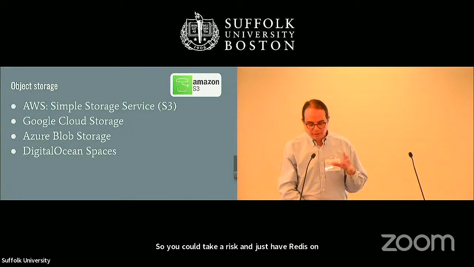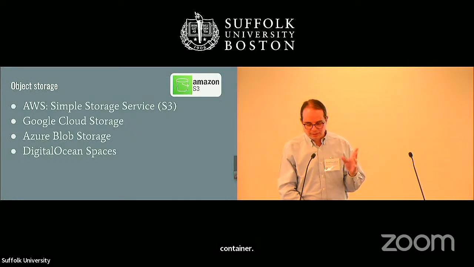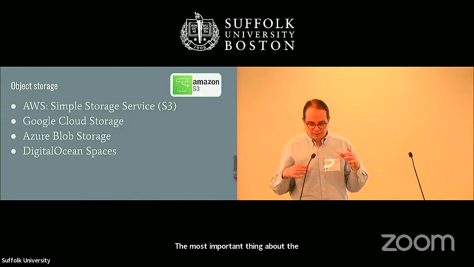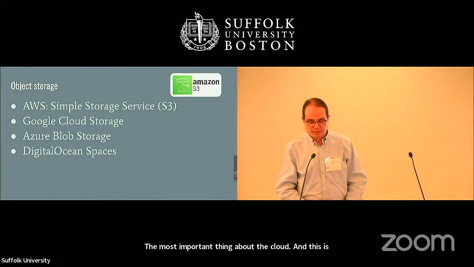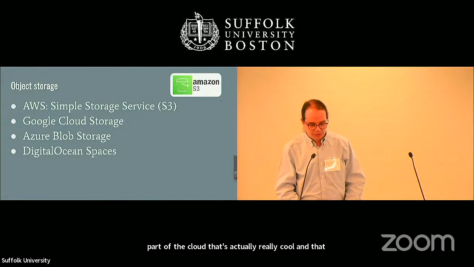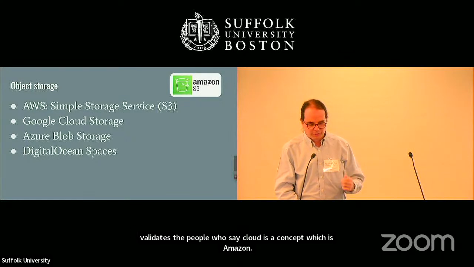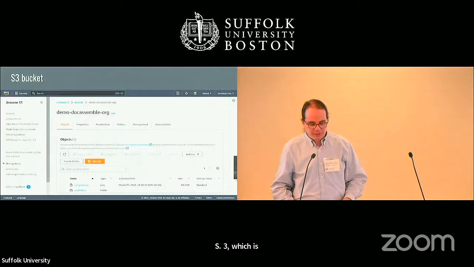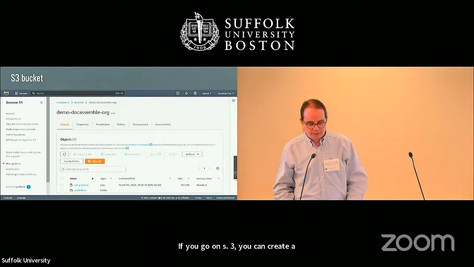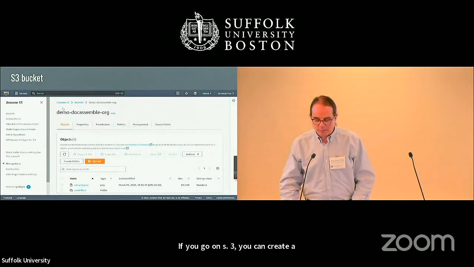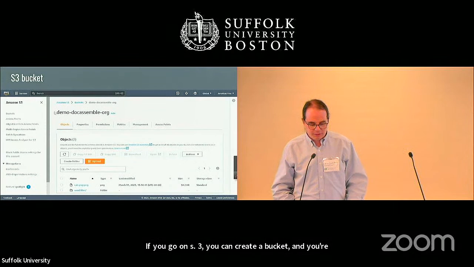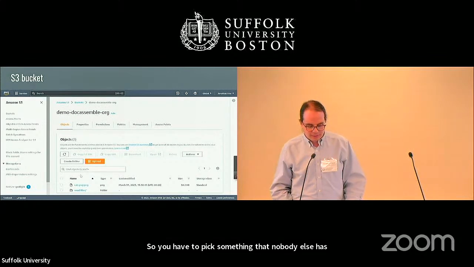The most important thing about the cloud, and this is part of the cloud that's actually really cool and that validates the people who say the cloud is a concept, is Amazon S3, which is just a lovely way to store files. If you go on S3, you can create a bucket, and you can give your bucket a name, and you have to pick a name that's unique across the whole world. So you have to pick something that nobody else has picked. So I picked demo docassemble.org, and then I can upload files to it.